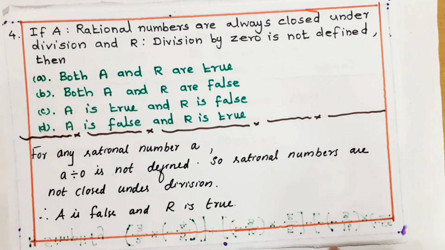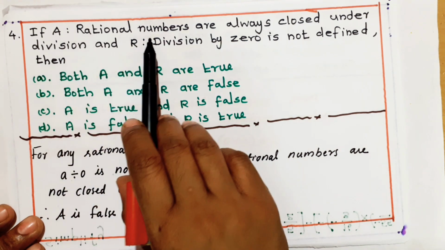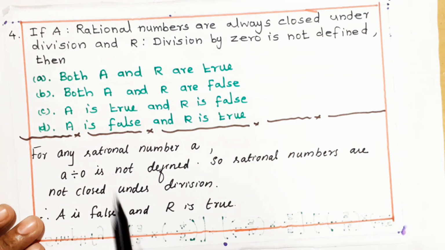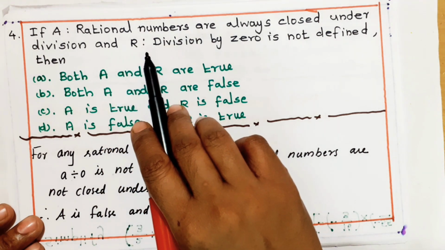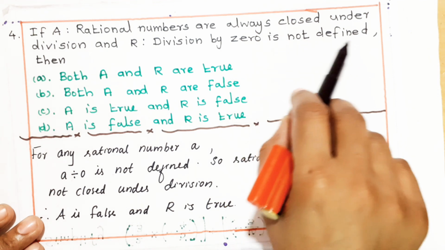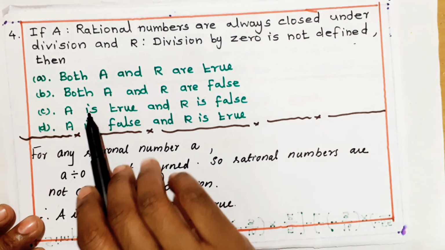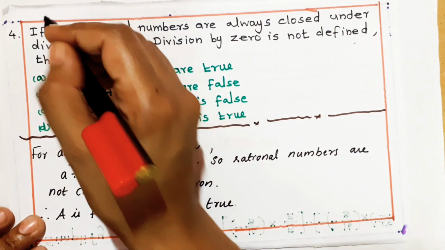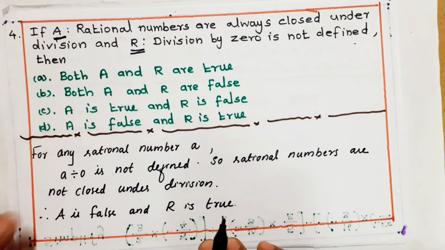Now, next question. If they give two statements, A: the rational numbers are always closed under division. Next, R: division by 0 is not defined. So they gave two statements, and see the options they are given, both A and R are correct. This is the first statement, this is another statement. So we need to check if each statement is correct or wrong.